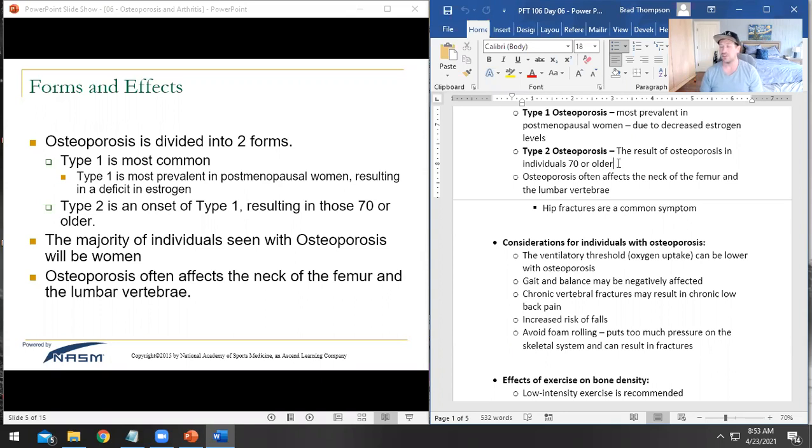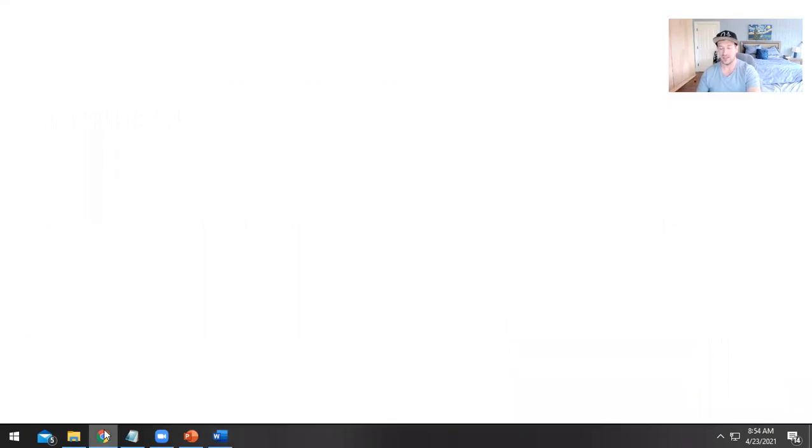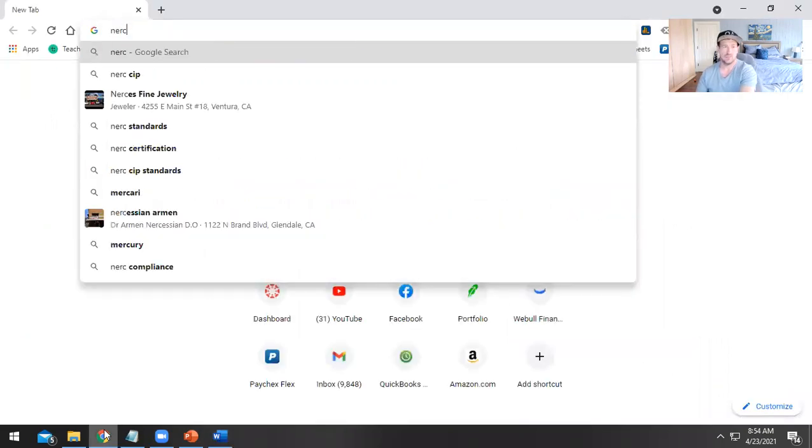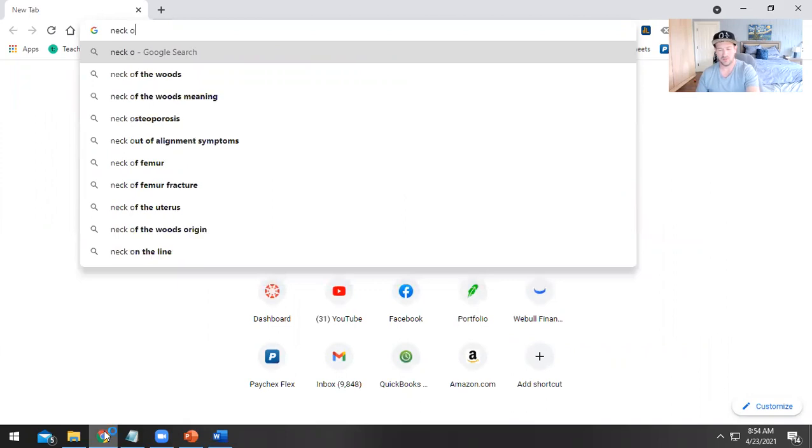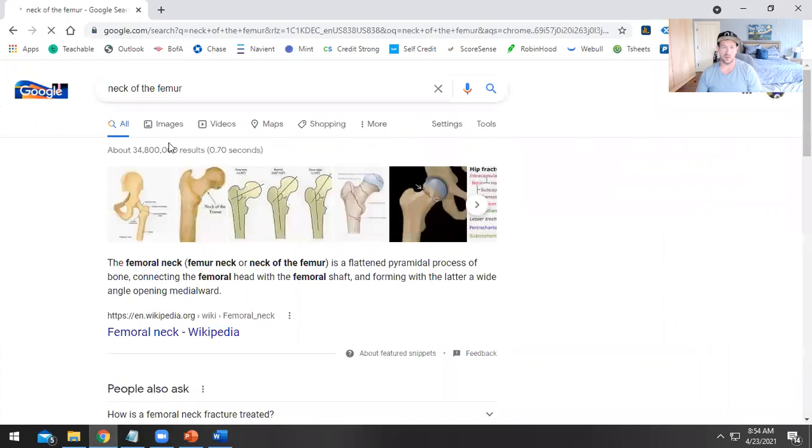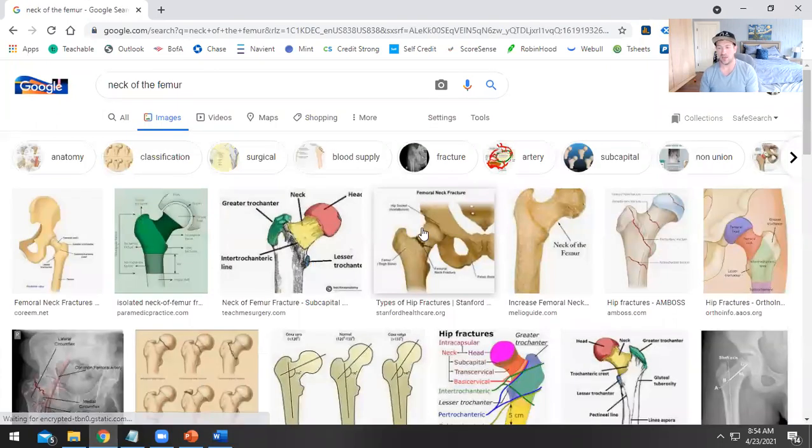With osteoporosis, oftentimes we look at areas that should be very dense versus areas that actually are very dense. Generally, the two biggest areas where we're going to see problems with low bone density are the neck of your femur and your lumbar vertebrae. So when we look at the neck of the femur, that is this top. This is the ball and socket joint that we're seeing, right?